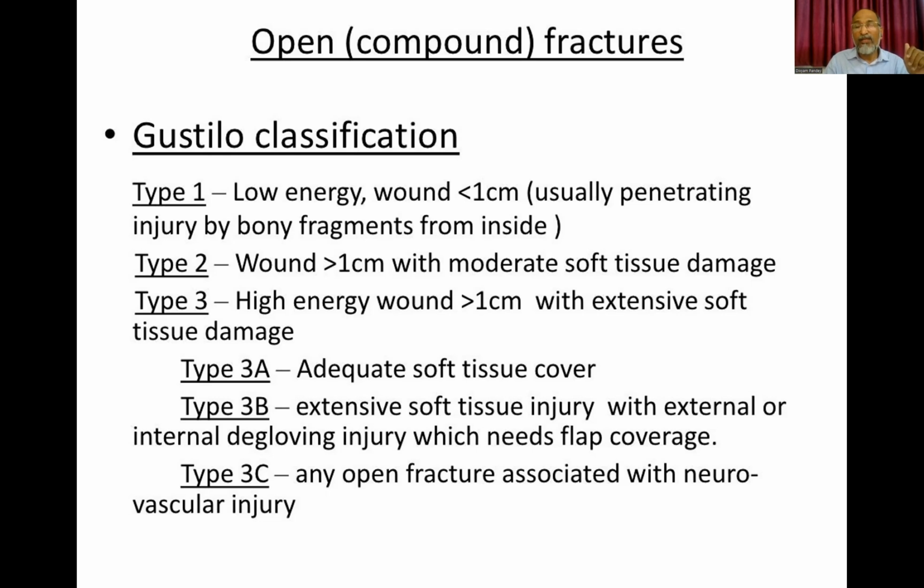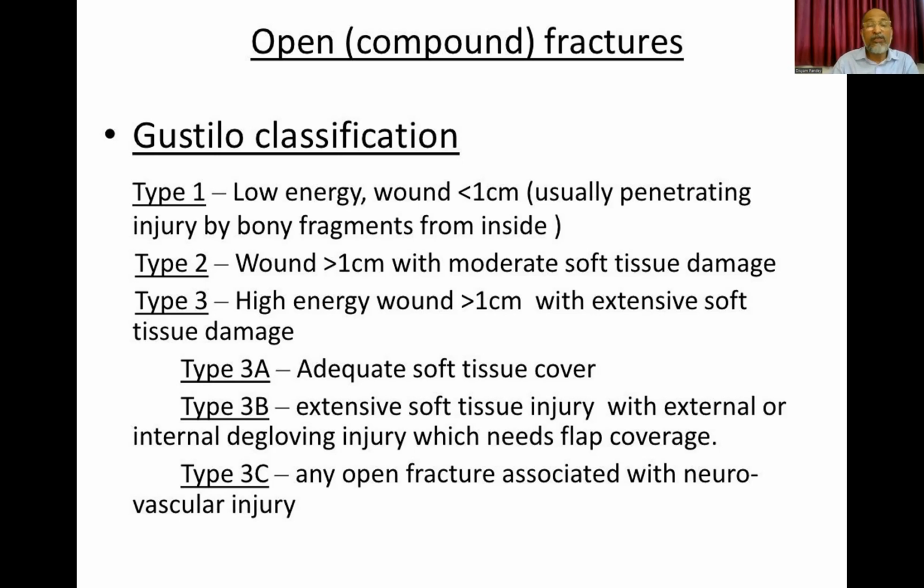Number two is the wound when the size of the wound is more than 1 centimeter, but with a small or moderate amount of soft tissue damage covering the fracture. Then you have got a type 3, the high energy wound, where the size of the wound may be 1 centimeter or more, with extensive soft tissue damage inside the wound. This can be further divided into type A and type B. In type A, adequate soft tissue coverage is still there. In type B, there can be extensive soft tissue injury with external or internal degloving injury, which needs to be covered.